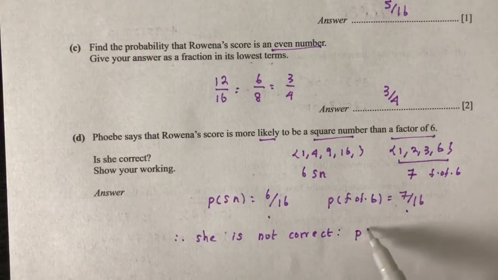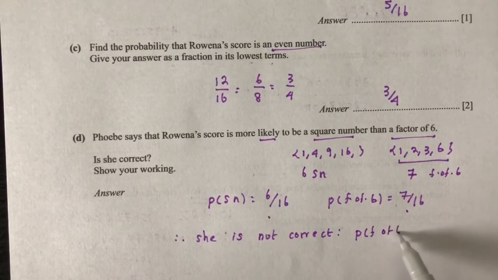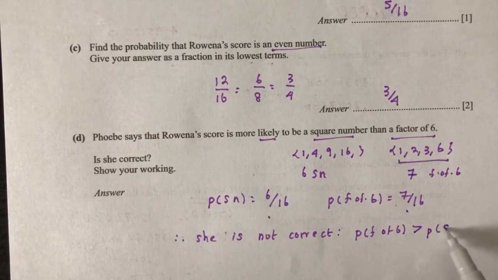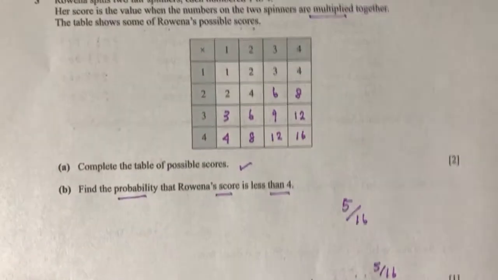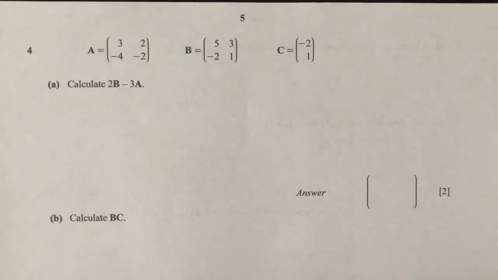Because P of factor of 6 is more than P of square number. That is your answer for part D. And that was question number 3. Question number 4, part A.